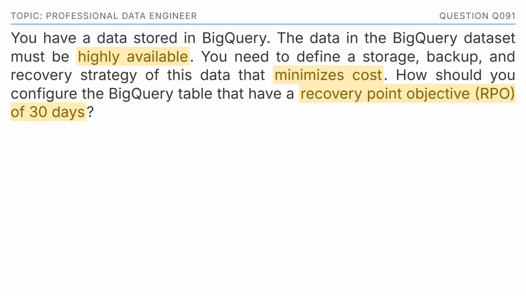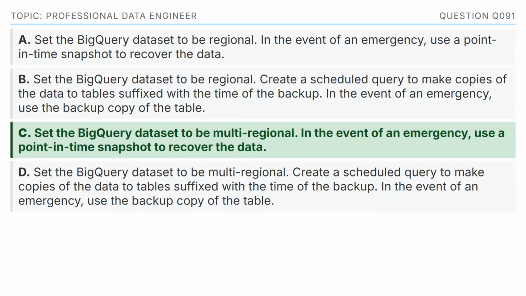To arrive at the correct answer, we focus on the keywords: highly available, minimizes cost, recovery point objective, RPO, of 30 days. The correct answer is option C, set the BigQuery dataset to be multi-regional. In the event of an emergency, use a point-in-time snapshot to recover the data.